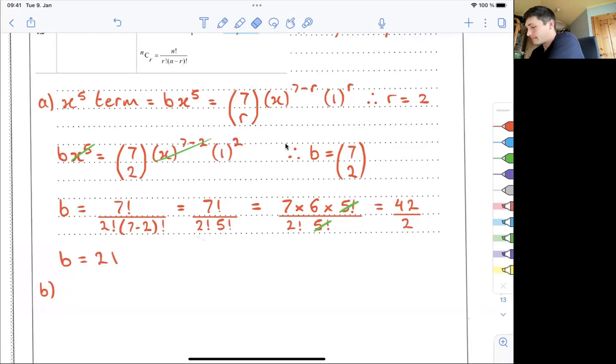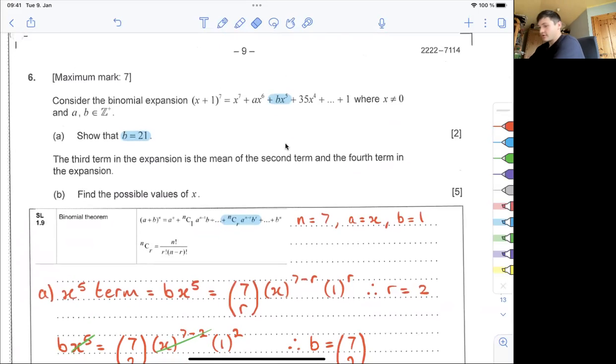On to part B. The third term in the expansion is the mean of the second term and the fourth term in the expansion. So I'm going to use a green highlighter for this question, okay? So the third term in the expansion is the mean of the second term and the fourth term.